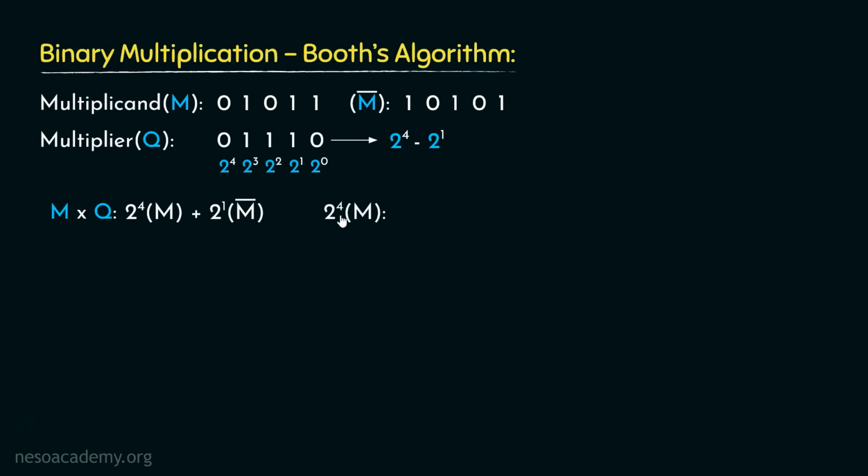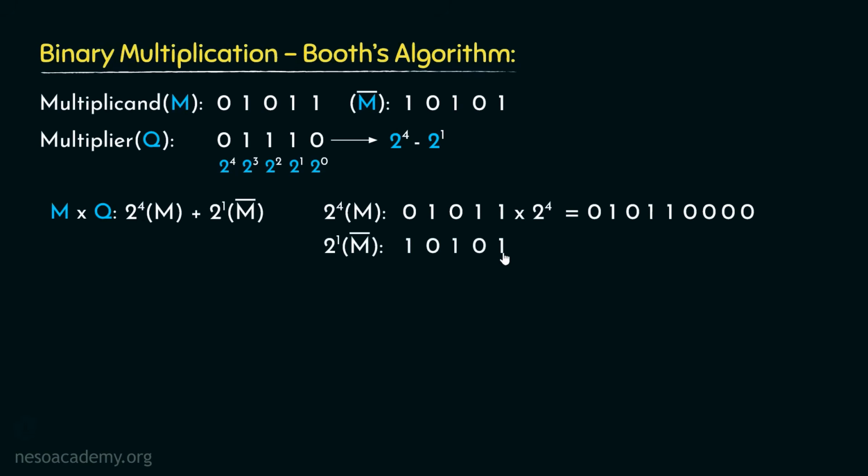So 2 raised to the power 4 multiplied by m means we will have m first and then multiply 2 raised to the power 4. Now the result of this multiplication will have 4 succeeding zeros by the end of the sequence. Let's now determine 2 raised to the power 1 multiplied with m's negative inverse. So we will have the m complement value in here and multiply 2 raised to the power 1 with it. Now since the exponent is 1, in the result we are going to have 1 0 at the end of the sequence.